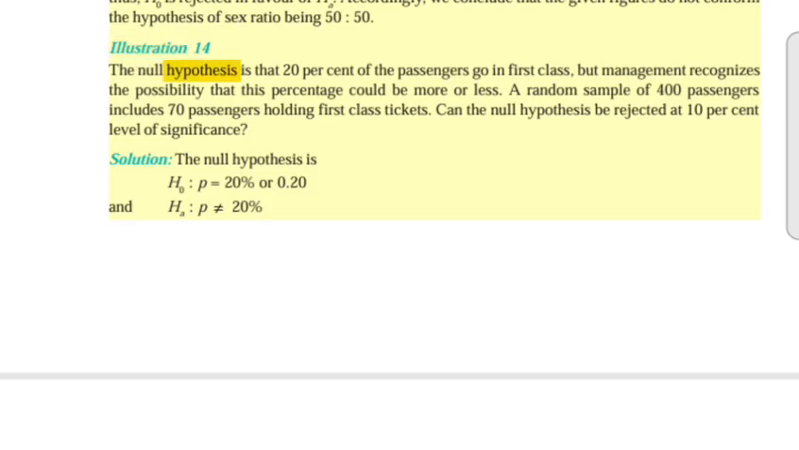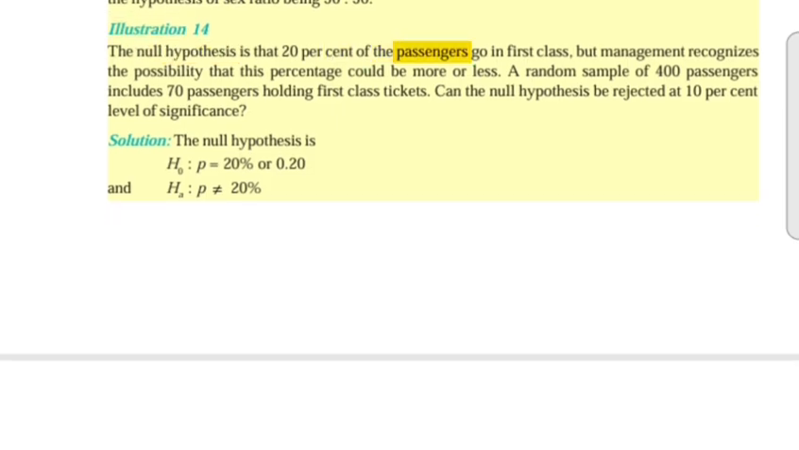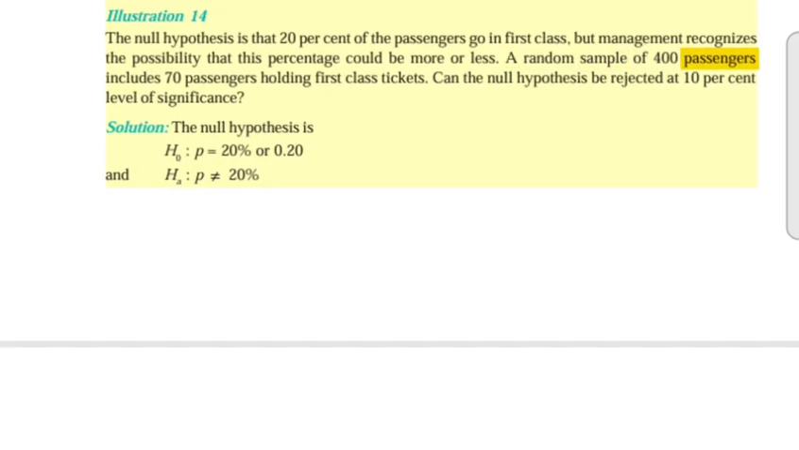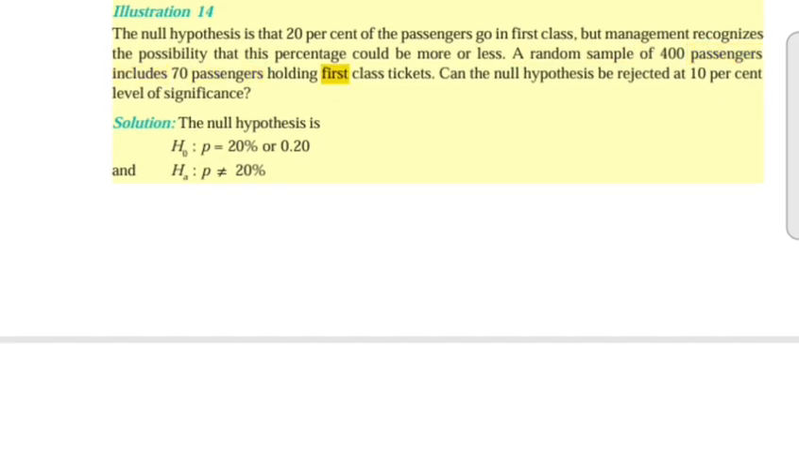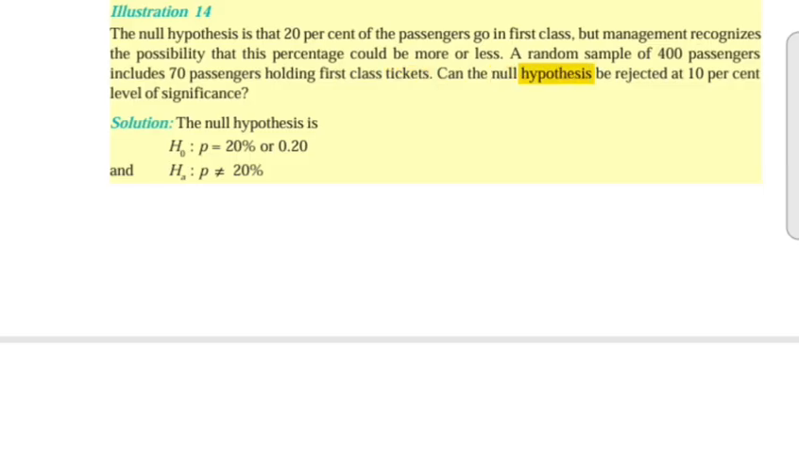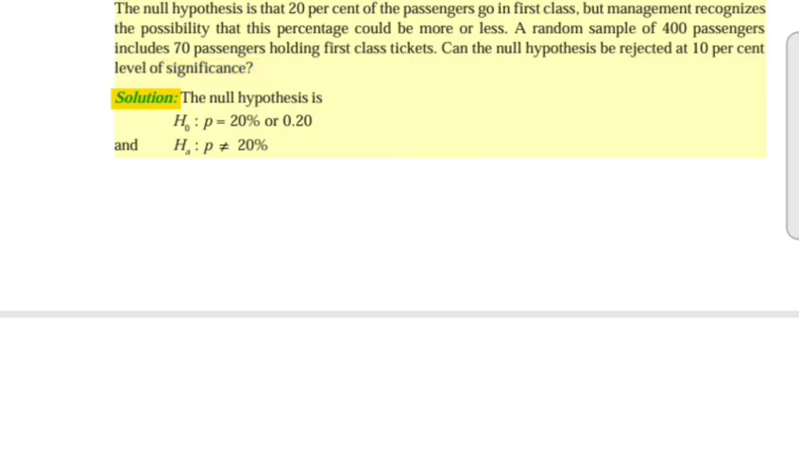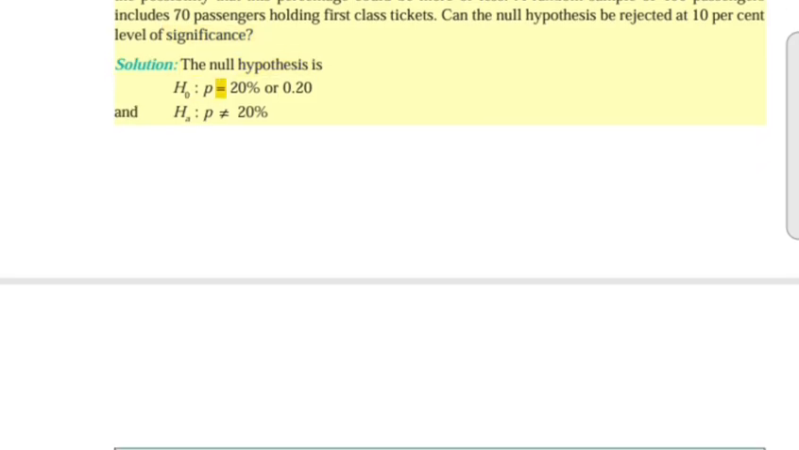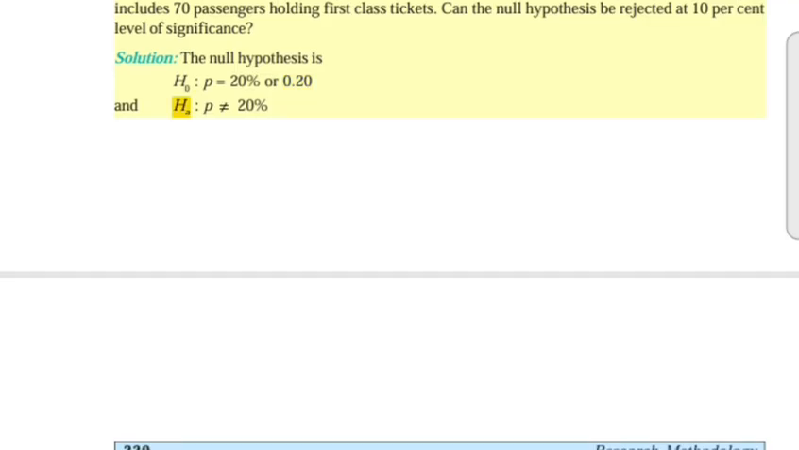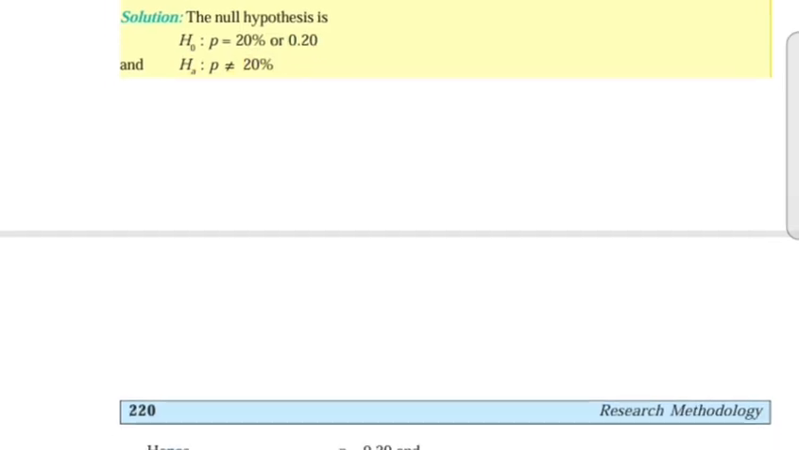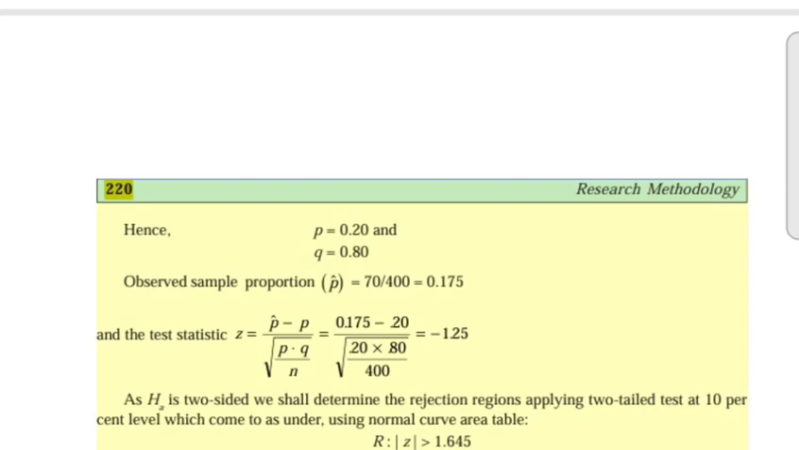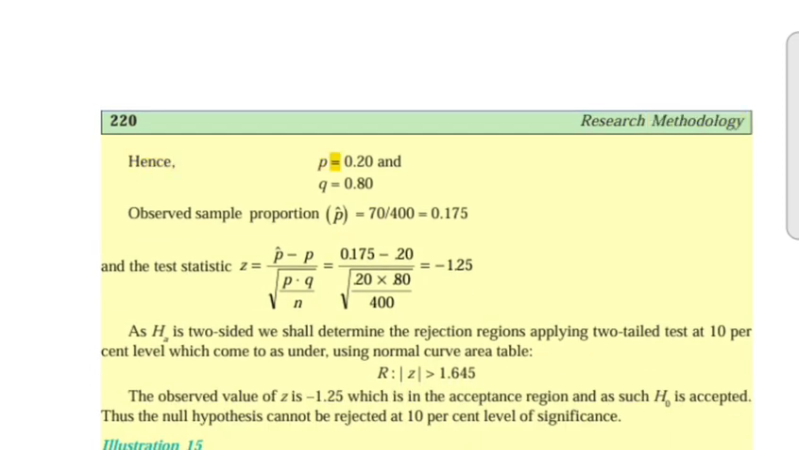Illustration 14. The null hypothesis is that 20% of the passengers go in first class, but management recognizes the possibility that this percentage could be more or less. A random sample of 400 passengers includes 70 passengers holding first-class tickets. Can the null hypothesis be rejected at 10% level of significance? Solution. The null hypothesis is H0: p equals 20% or 0.20 and Ha: p does not equal 20%. Hence, p equals 0.20 and q equals 0.80.